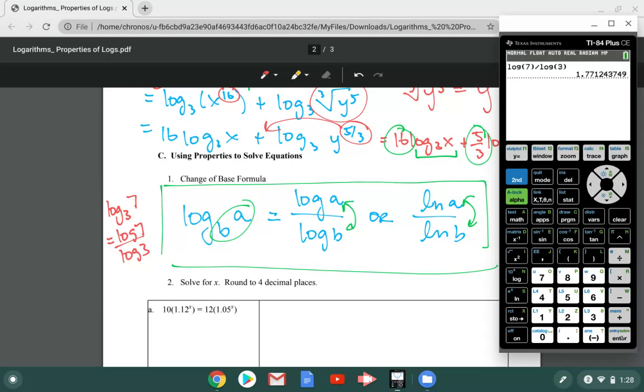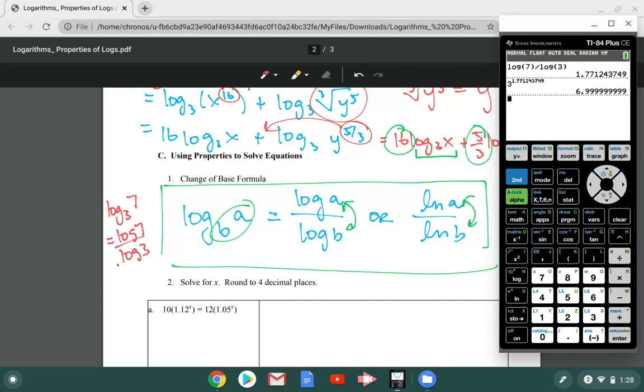And this gives me my answer, 1.77. And I can verify it, right? Because it's 3 to what power? So this would say 3 to the 1.7712433749. You don't need all those decimal places, but it should be really close to 7. And it is really, really close to 7. So that's the power that we need.